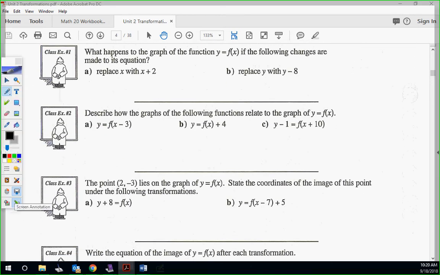All right, what happens to the graph of the function f of x if the following changes are made to its equation? Replace x with x plus 2. What happens? Nope. 2 units left. Because you replaced x with x plus 2. So it's going in the x plus 2, right? Replace y with y minus 8. So that's where you put on the other side. That's going to be up 8, right? Because you have to add the 8 over to the other side. The stuff we were talking about earlier.